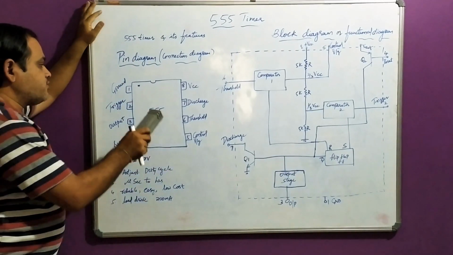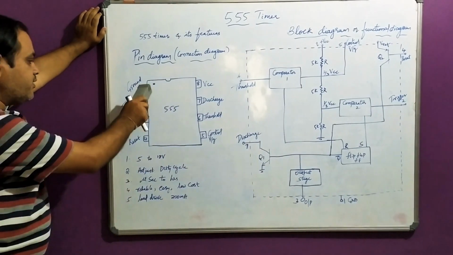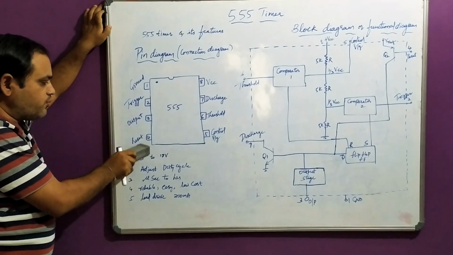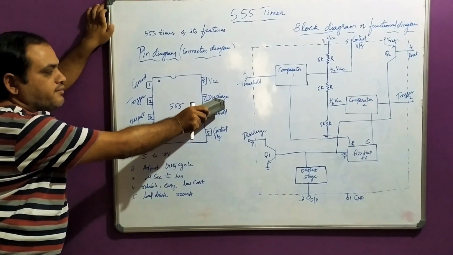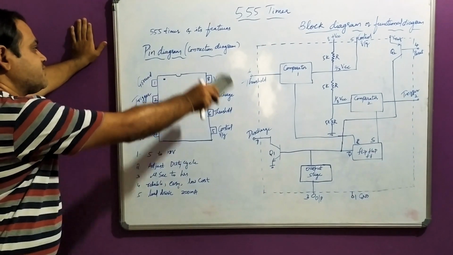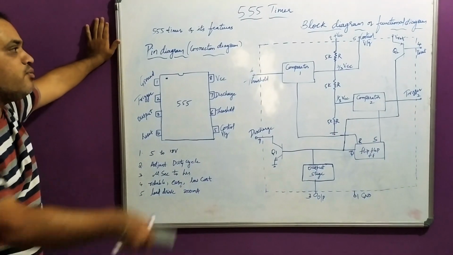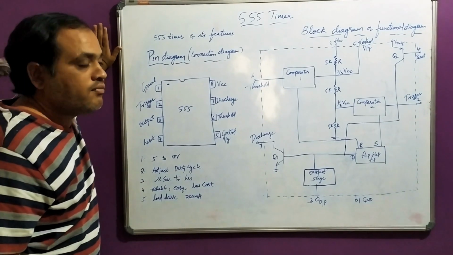Now this is your 555 timer, which has 8 pins: pin number 1, 2, 3, 4, 5, 6, 7, 8. Pin 1 is ground, 2 is trigger, 3 is output, 4 is reset, 5 is control, 6 is threshold, 7 is discharge, and 8 is VCC. We will discuss this pin diagram with each pin's functionality, then move on to the internal schematic of the 555 timer.